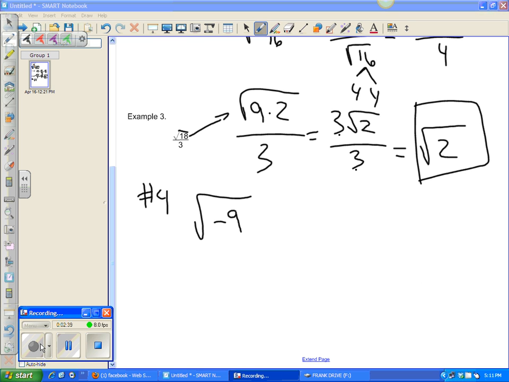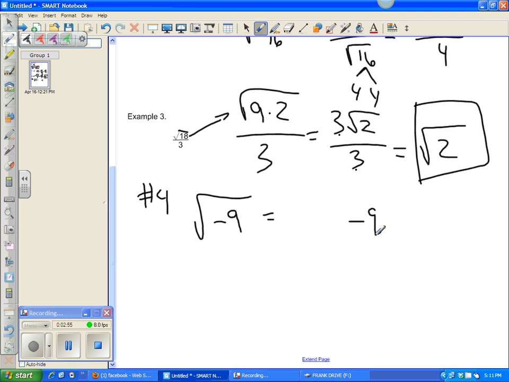Okay, and here's this next problem, number 4. You can never get two numbers multiplied together that give you a negative number. Because let's say negative 9 times negative 9 is equal to positive 81, right? And 9 times 9 is equal to 81. So in this case, this answer here is called undefined.